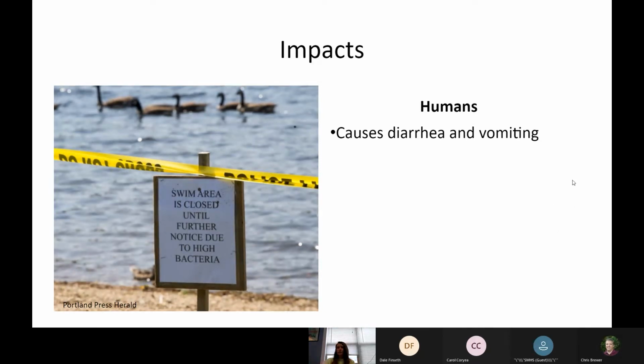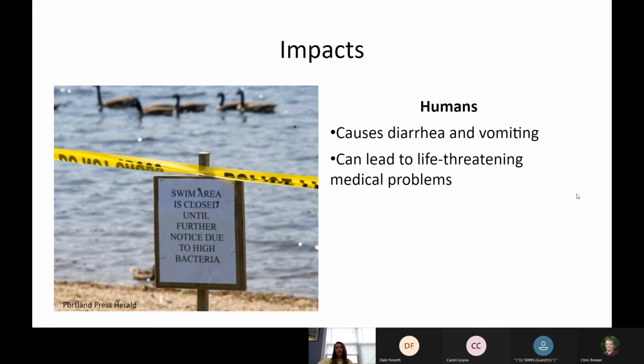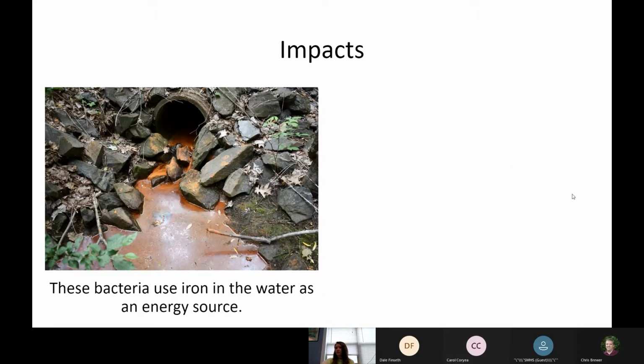The well-known bacteria that you might have heard of is E. coli. Oftentimes they have to close beaches if those areas have too high of an E. coli count because they're not safe for humans. But for many of the aquatic life, there's not a lot of impact to them.